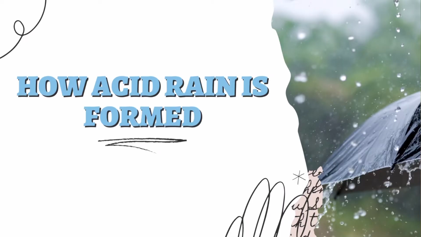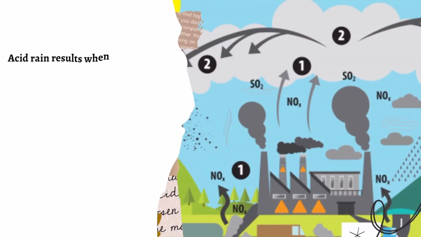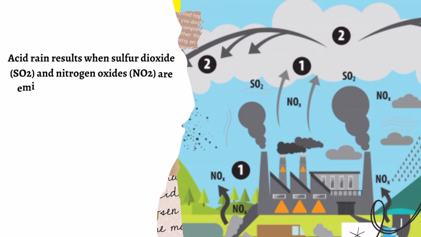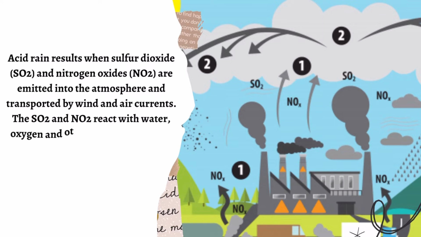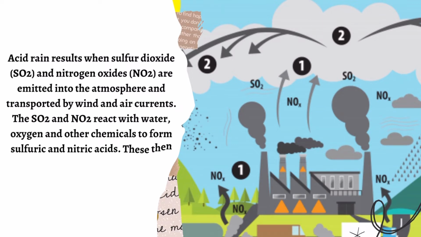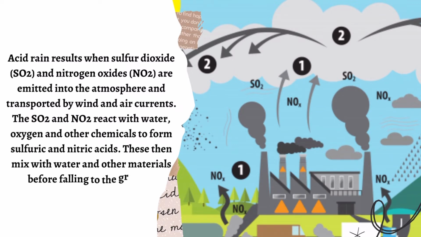Moving on to how acid rain is formed. Acid rain results when sulfur dioxide and nitrogen oxides are emitted into the atmosphere and transported by wind and air currents. The SO2 and NO2 react with water, oxygen, and other chemicals to form sulfuric and nitric acids. These then mix with water and other materials before falling to the ground.